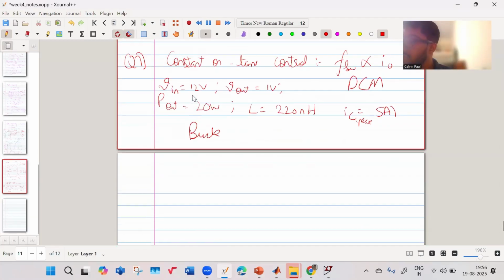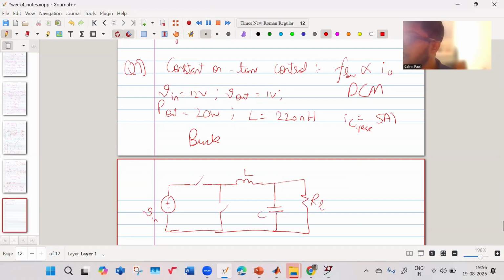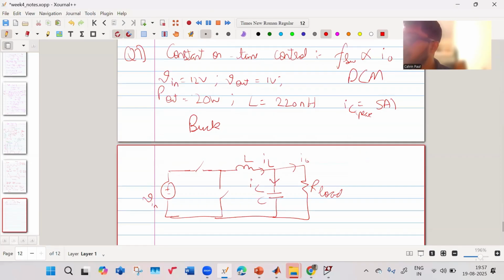So now, what do we have? In a buck converter, we have an input here like this. We have a switch here, another switch here, your inductor, and your capacitor. And this is your load. Right? So this is a current to the capacitor, this is a current to the inductor, and this is your I output.